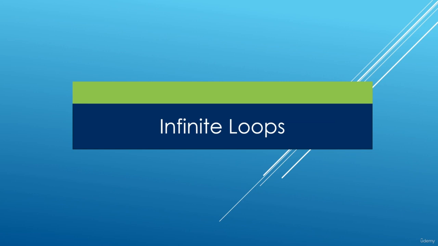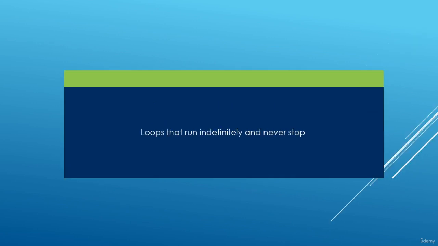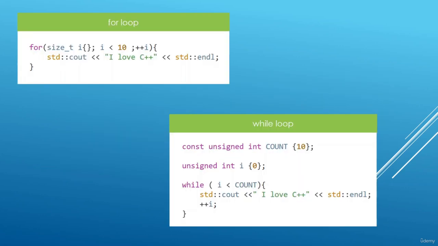In this lecture, we're going to be learning about infinite loops. These are loops that are going to run forever and never stop. Here we have an example of the loops we have seen so far. We have seen the for loop, the while loop, and the do while loop, but we're just going to use these examples to explain whatever it is we want to explain here.